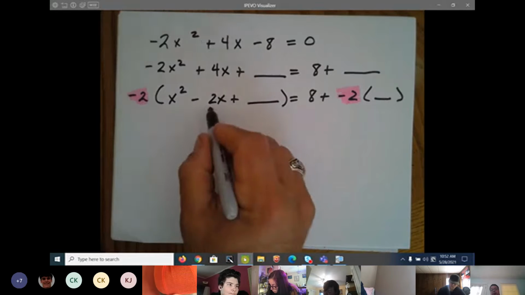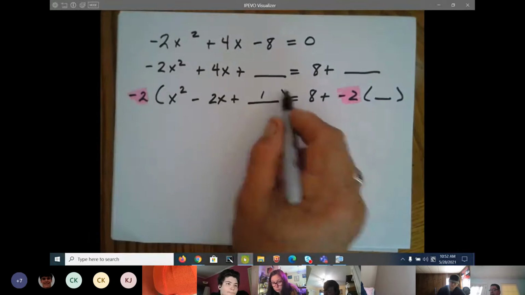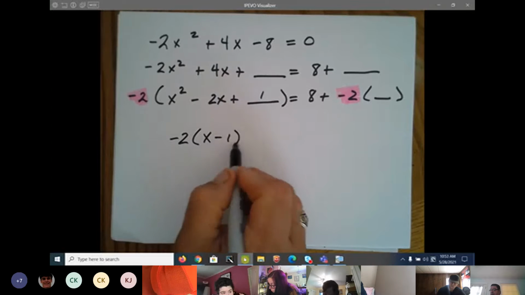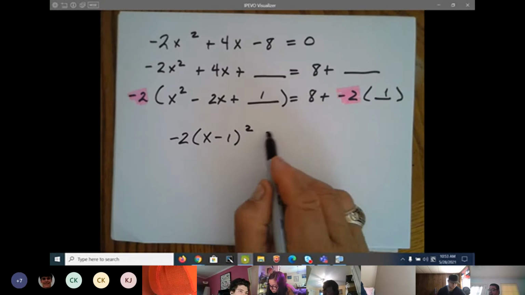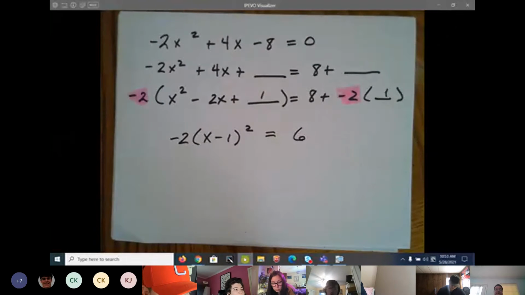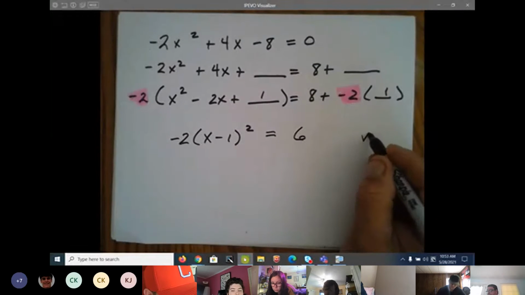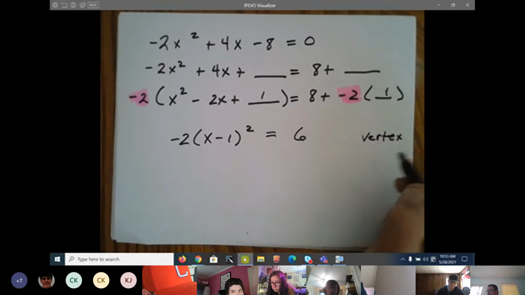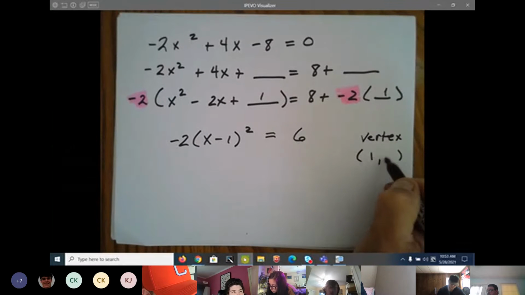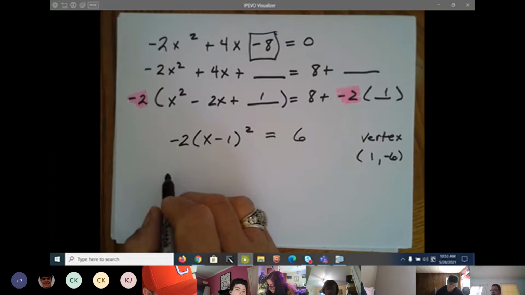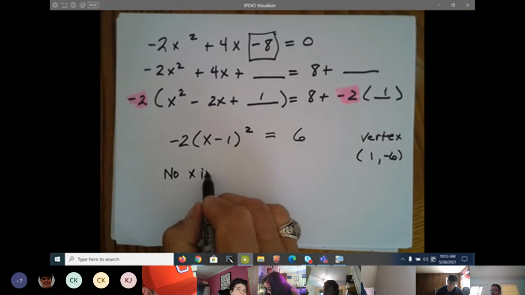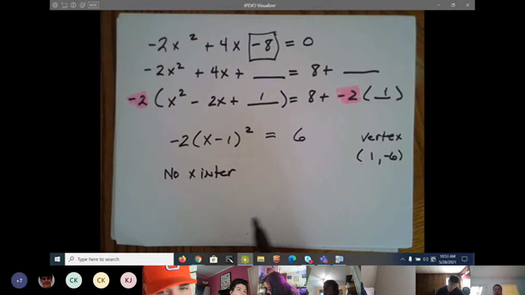Half of 2 is 1. 1 squared is 1. That's shortcut number 2. Negative 2 times x minus 1, quantity squared. And what's 8 minus 2? 6. What's my vertex, people? 1, -6. Good job. And my y-intercept is -8. And I have no what? No x-intercepts. But let's go ahead and finish it so we can write it as a radical.